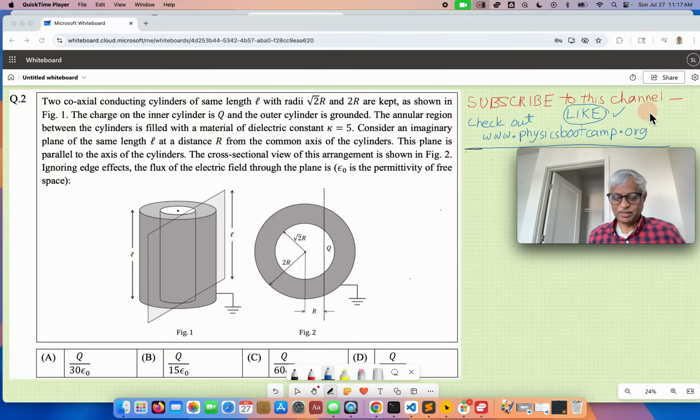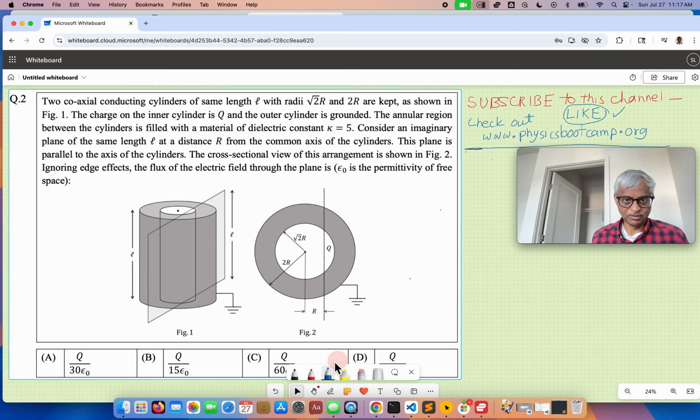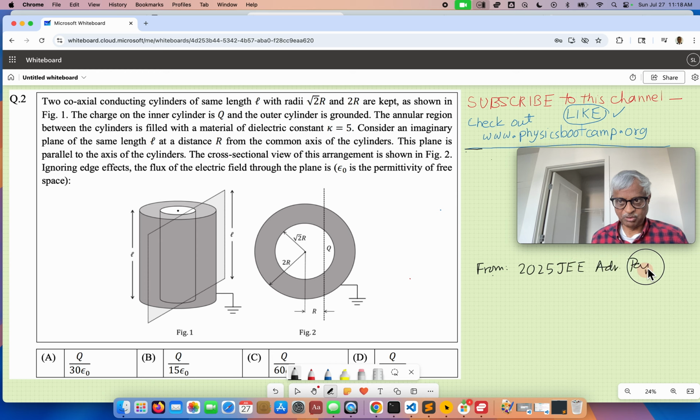Let's do this problem. Today we have the second problem from this year's JEE, still from 2025, JEE Advanced. Now I'm doing paper 2.